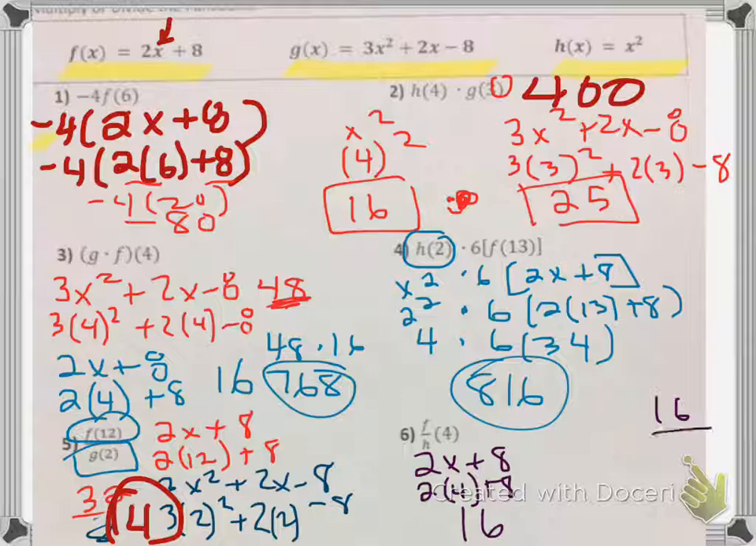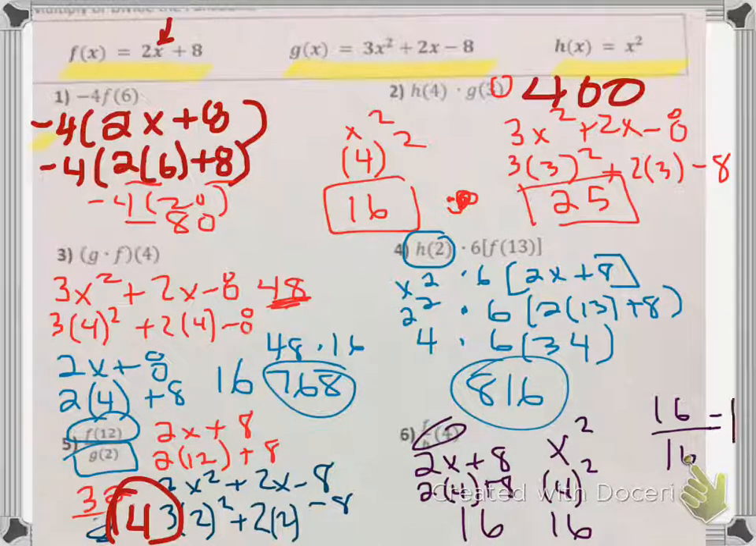So I'm going to have 16 on the top of my fraction, and then I have to find h of 4. h is x squared. I'm going to go 4 squared. 4 squared happens to be 16. So I'm going to have 16 divided by 16, which is actually the number 1 for my solution.